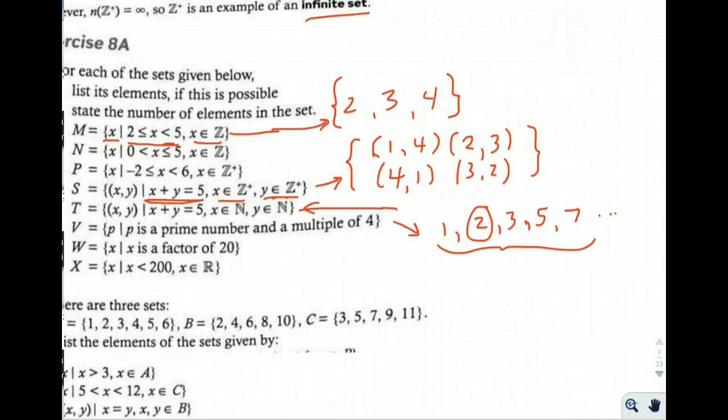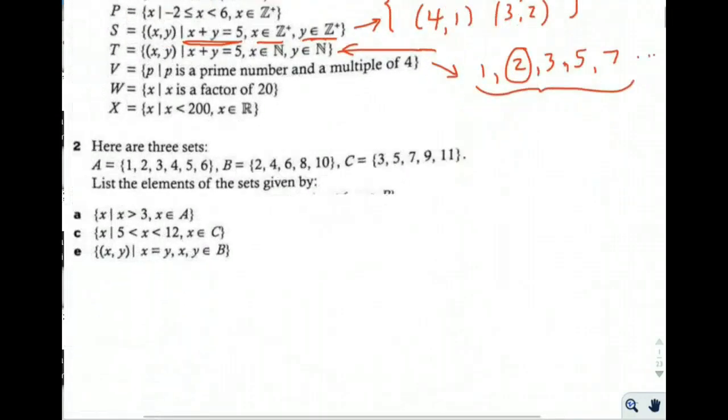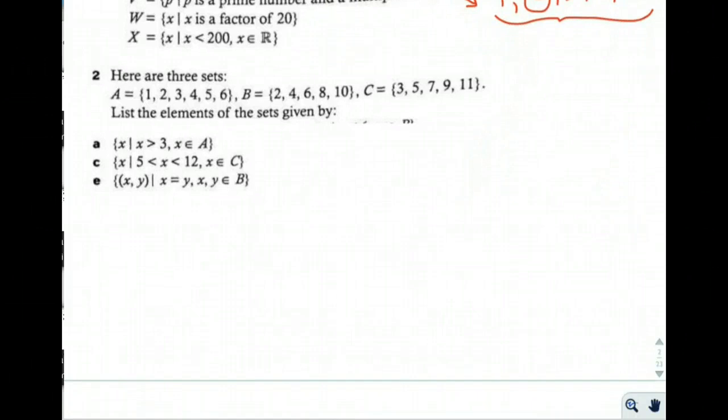Let's move on to number 2. Here are 3 sets. A is the numbers 1 through 6. B is the even numbers from 2 through 10, and C is the odd numbers from 3 to 11. List the elements of the sets given by, first, the numbers in A that are greater than 3. Well, there's 4, 5, and 6, right?